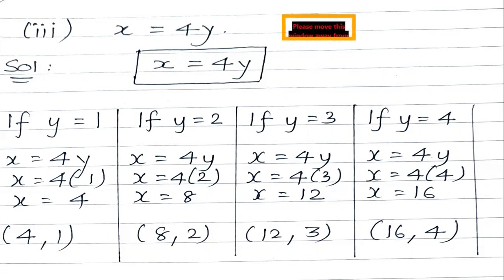The x coordinate is always written first and then the y coordinate. And similarly, what I did was I replaced the value of y with 2, 3 and 4 and got the value of x as 8, 12 and 16 respectively, as you could see on the screen. I'm not getting into the calculations for each of these solutions because all that you're supposed to do is put the values and solve it. So for this particular equation, the solutions are 4 comma 1, 8 comma 2, 12 comma 3 and 16 comma 4. So these are the 4 solutions to the equation x is equal to 4y.